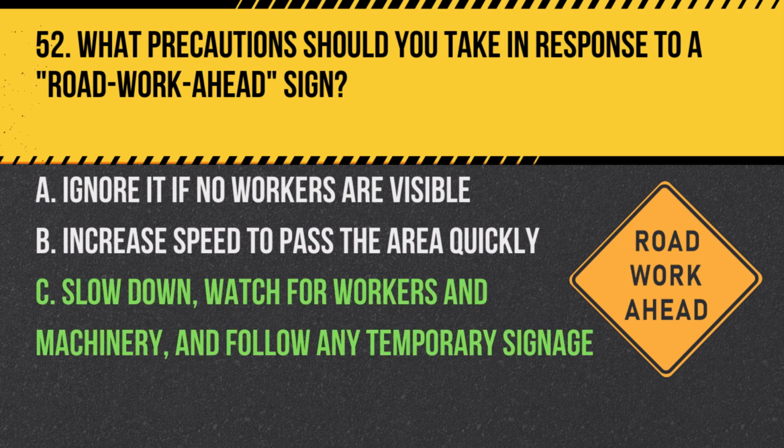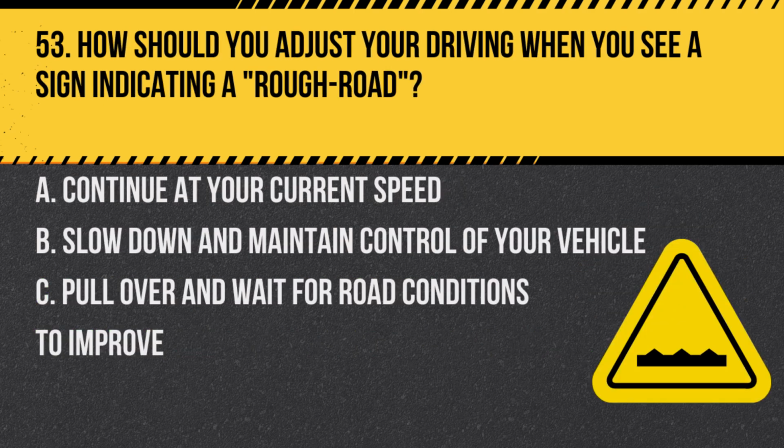Answer: C. Slow down, watch for workers and machinery, and follow any temporary signage. Road work zones require extra caution. Question 53. How should you adjust your driving when you see a sign indicating a rough road? A. Continue at your current speed. B. Slow down and maintain control of your vehicle.